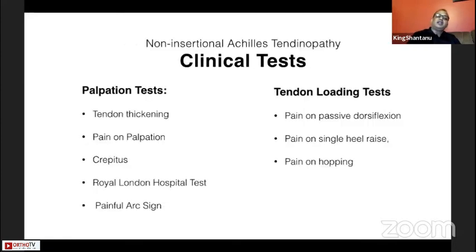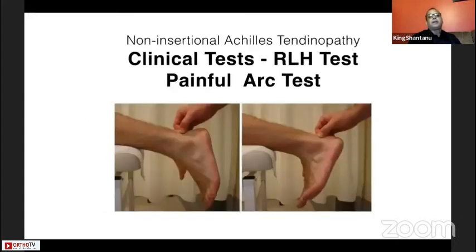There are certain clinical tests. There would be thickening of the tendon on palpation. There would be pain on palpation. There could be crepitus. There are certain tests like the Royal London Hospital test and painful arc syndrome. I'll be talking about them in the next slide. And when we do tests like the tendon loading test, there will be pain on passive dorsiflexion, pain on a single heel raise, and pain on hopping as well.